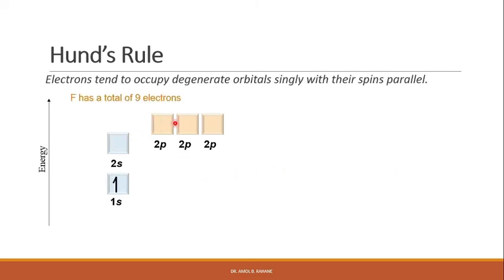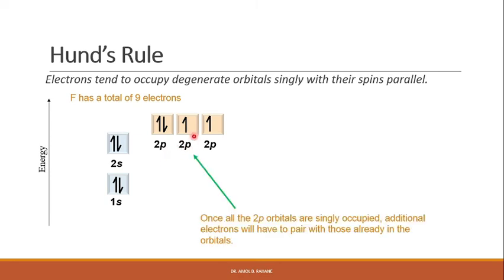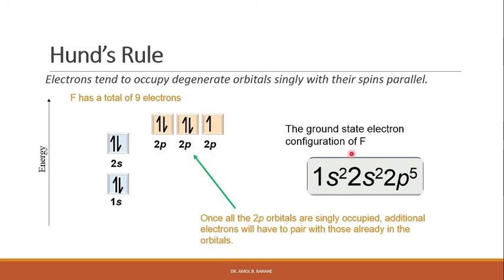In the case of fluorine, we have 9 electrons, right? So they will be filled like this. The 8th electron will be paired with one of the electrons, the 9th electron will again be paired with one of the electrons in the available orbitals, and the ground state electronic configuration we can write as 1s2, 2s2, 2p5.